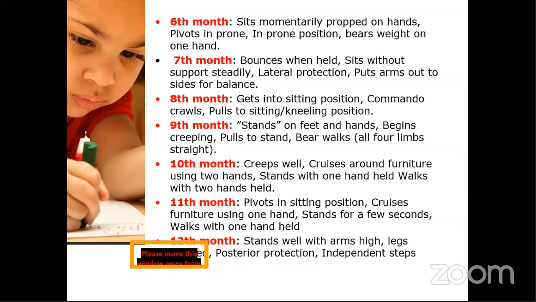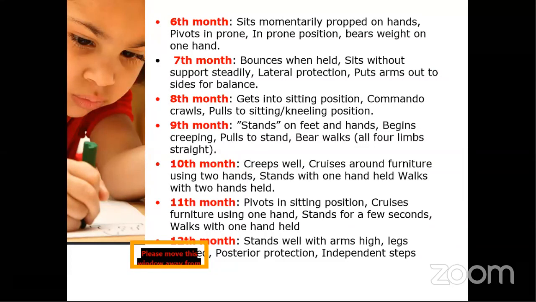10th month: creeps well and cruises around the furniture using two hands. When you make the child stand at the furniture, on the sofa set and so on, with two hands they are able to cruise. Stands with one hand held, walks with two hands held. They can stand holding one hand, and with the help of two hands, they can walk.